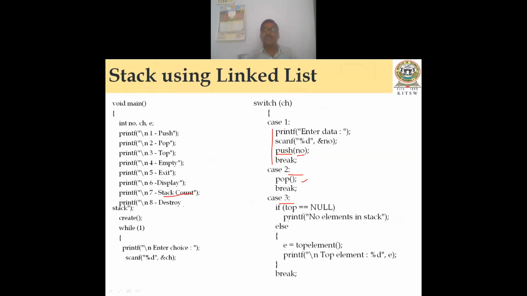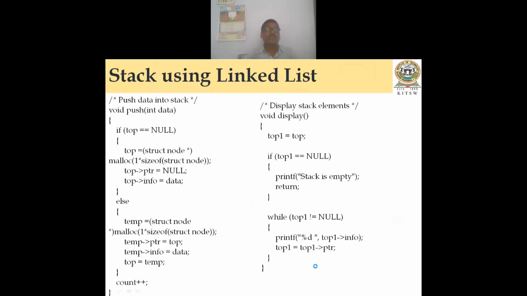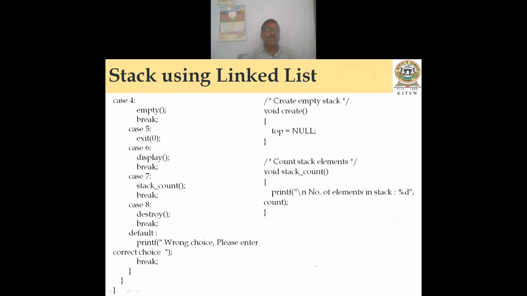If top is equal to null, there is no element in the stack. Else we call the function to get the top element and display it. Case 4 is empty, and we call that function. Case 5 is simply exit. Case 6 is display. Case 7 is what we call count.